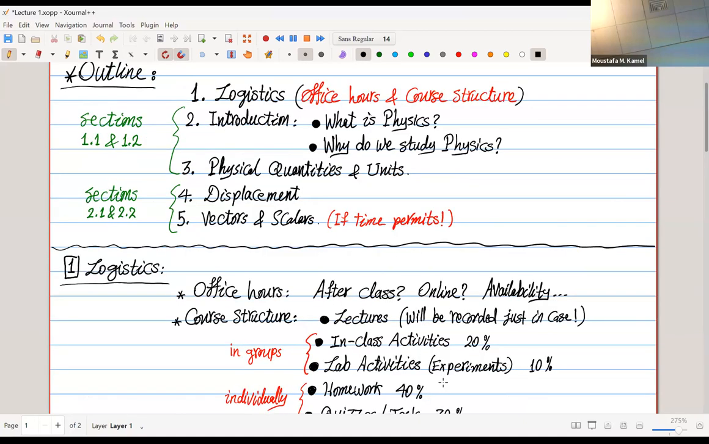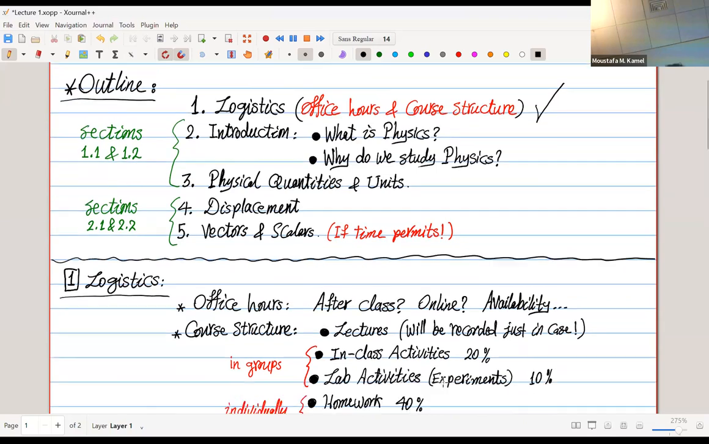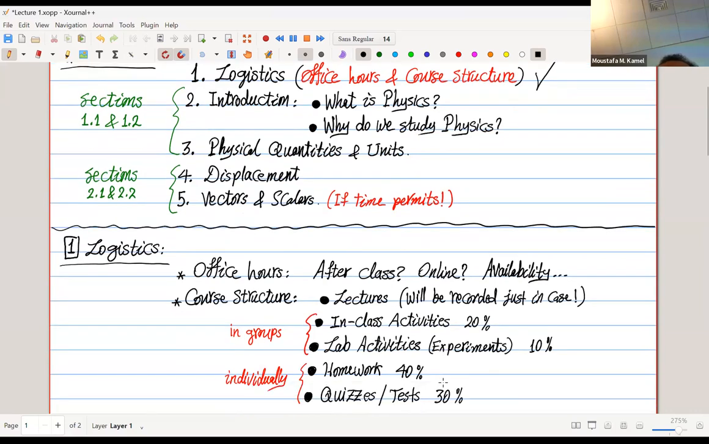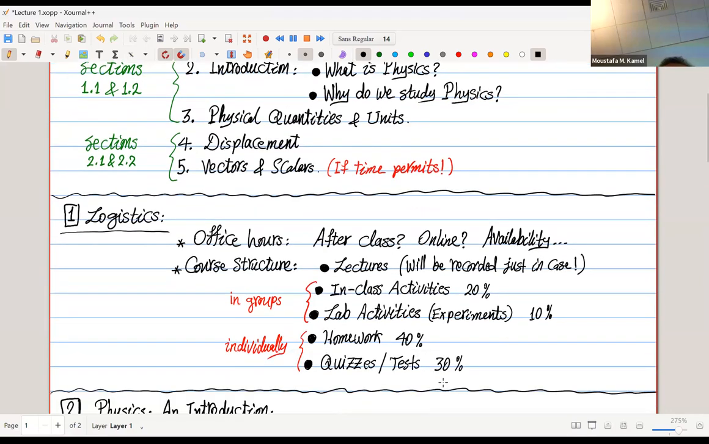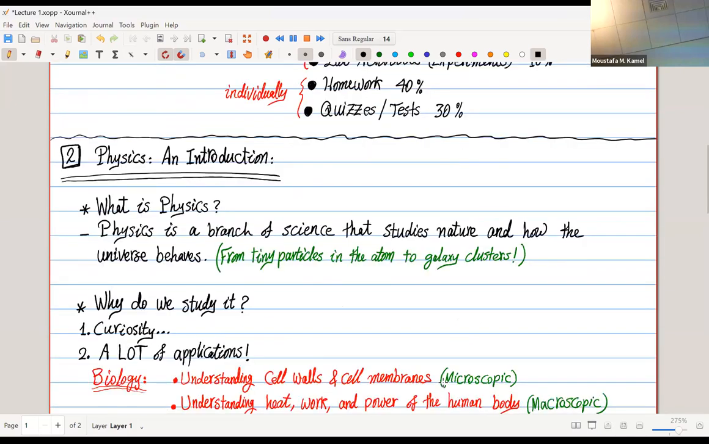So let's start. So this is logistics. Let's move on to the next item, which is introduction. Those are sections 1.1 and 1.2 in the book. This is just a warm-up. Okay, so what is physics? This is a summary of what physics is.